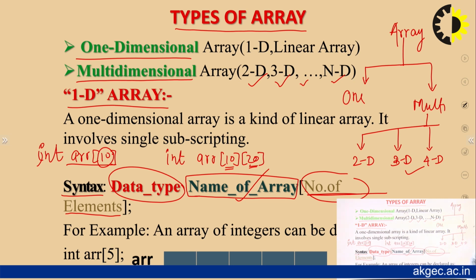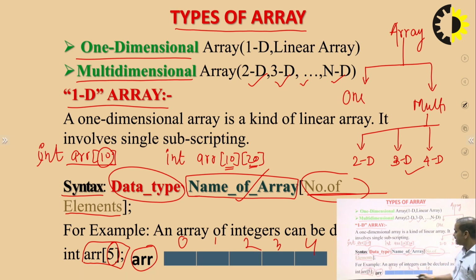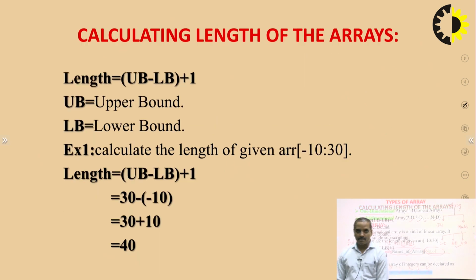Here we have taken an example. An array of integers can be declared like this, int arr[5]. This is an array of size 5. That means the length of the array is 5 and the index starts from 0 to 4. This is the name of the array arr and these are the indexes 0, 1, 2, 3 and 4. Here we store the values according to our need, as given in the question. We have taken this from a programming point of view.